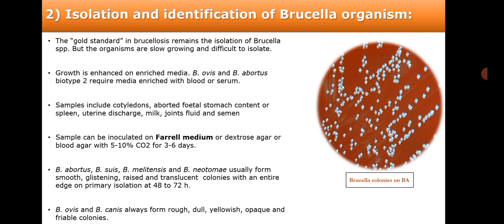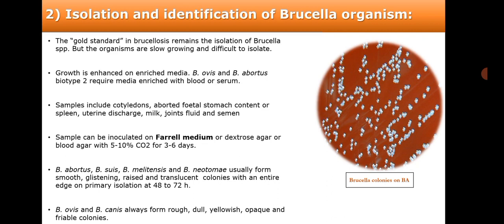Samples can be inoculated on Farrell's medium, dextrose agar, or blood agar with 5 to 10% CO2 for 3 to 6 days. Brucella abortus, Brucella suis, Brucella melitensis, and Brucella neotomae usually form smooth, glistening, raised, and translucent colonies with an entire edge on primary isolation at 48 to 72 hours. Brucella ovis and Brucella canis always form rough, dull, yellowish, opaque, and friable colonies.